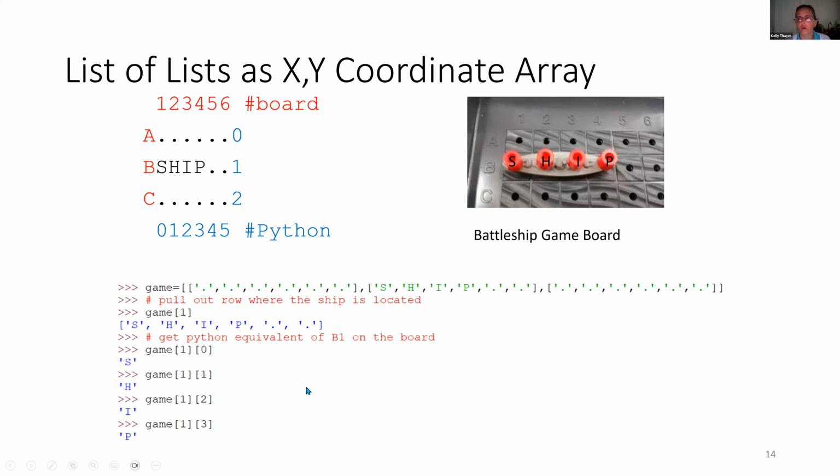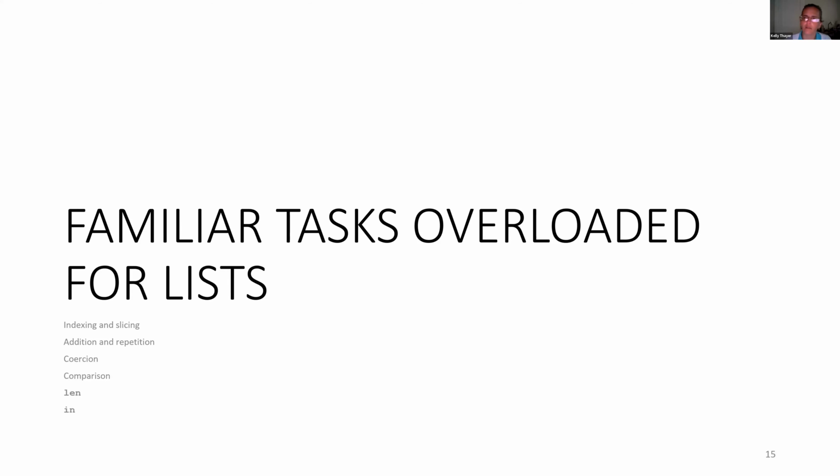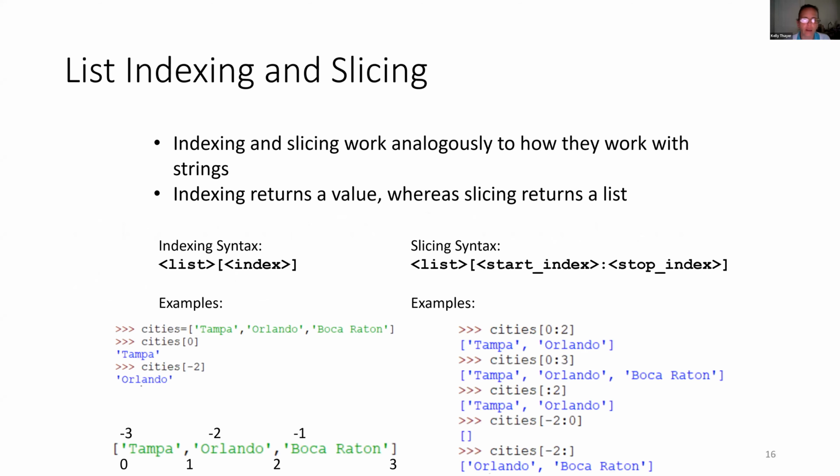We are also going to talk about some familiar tasks that are overloaded for working on lists. You've seen many of these in the strings already. Indexing and slicing work pretty analogously to how they work in strings. Indexing returns a value, whereas slicing returns a list. This makes sense because when we used to index something, we pulled out a particular character in a string, but now the individual items making up the list are not single characters, but whatever item is there in the list. So it will return that value.